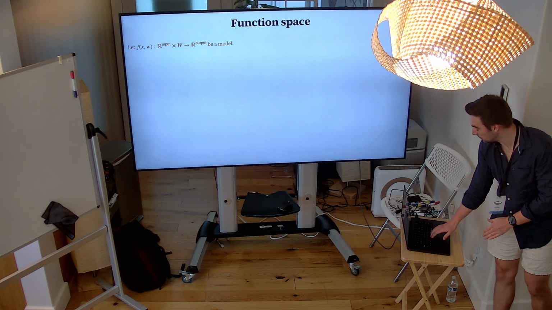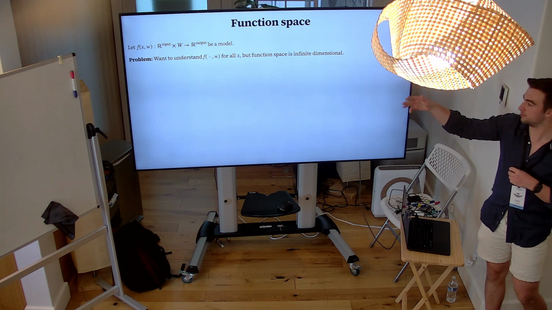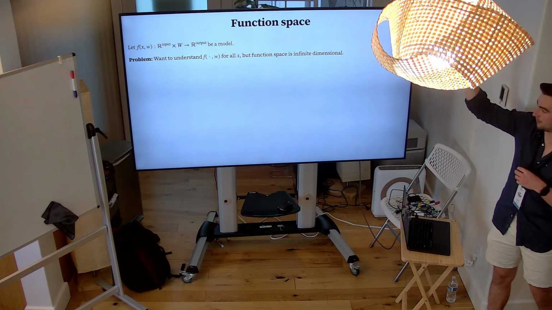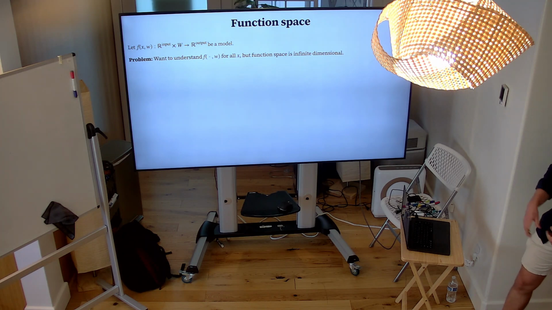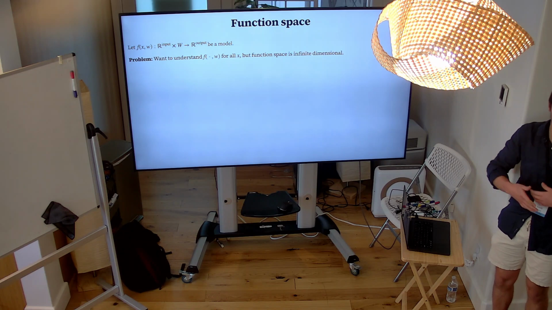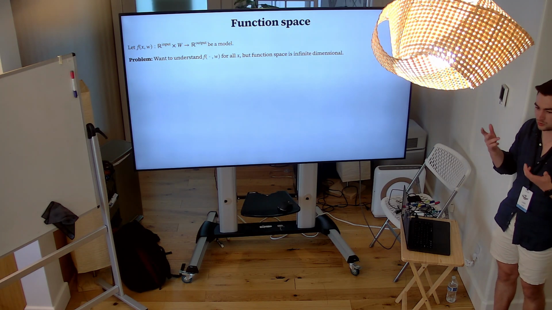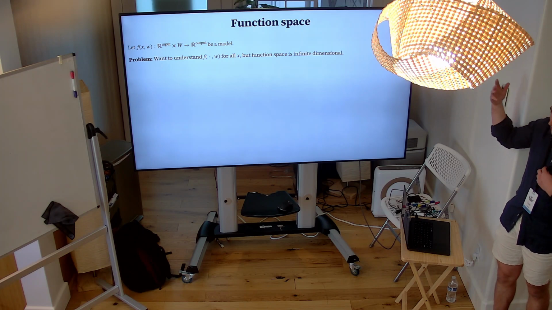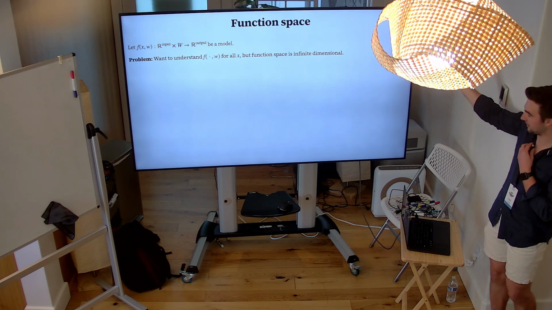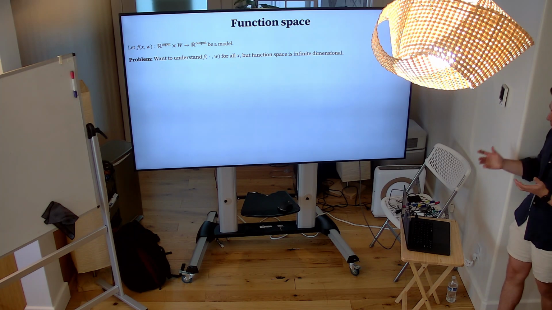Alright, so we want to take our transformer model, here represented by a function f, which takes input, has a parameter space w, and produces an output. Ideally, we would like to understand what this function is doing for all inputs x, right? But of course, these functions are extremely complicated, and because of the nonlinearities, function space therefore becomes infinite dimensional, which makes it very hard to understand what this function is doing for all of the inputs.